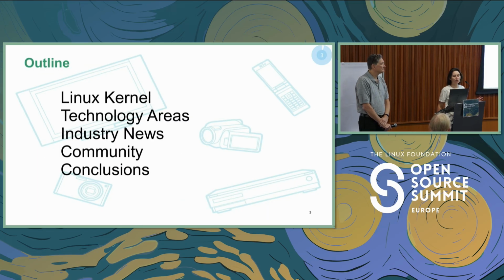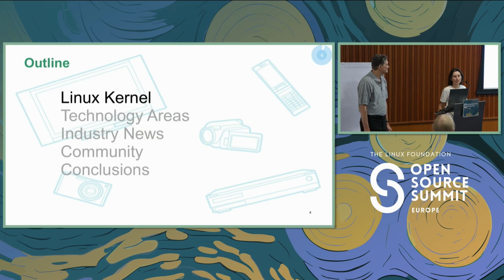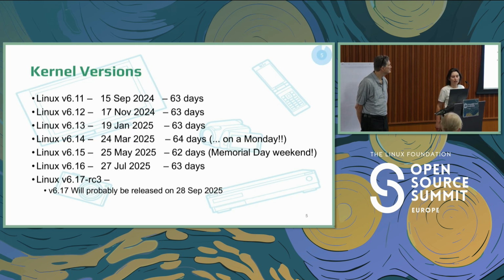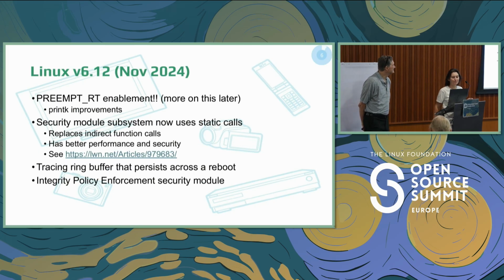So the general outline, we have the Linux kernel, we have technology areas, industry news, community, that is mostly conferences this year, and conclusions with bonus. So let's start with the Linux kernel, mostly based on the coverage from the LWN. So this slide is showing the release cycles of the Linux kernel versions, and the only interesting thing in there is the holiday schedule. So let's go forward to the next one.